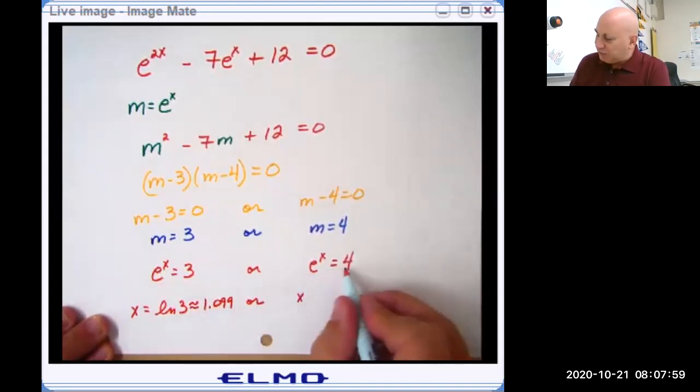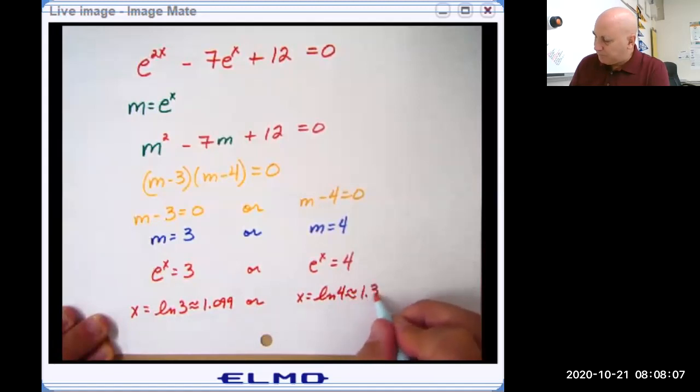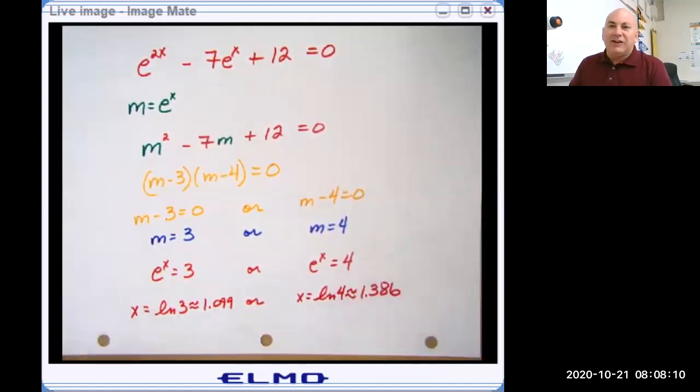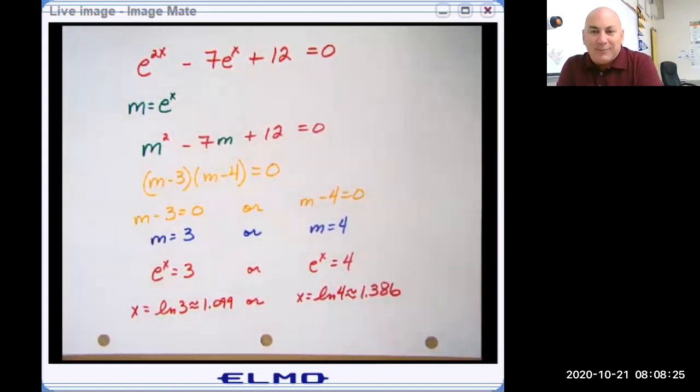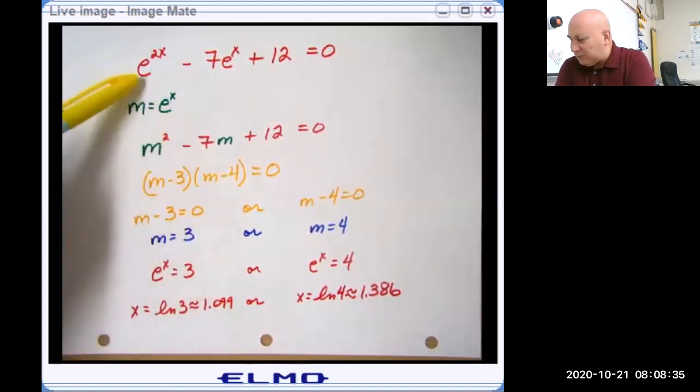Same thing here. Take the natural log of both sides. You get the natural log of 4. Now, in the interest of time, I have not been substituting my answers back into the original equation to check them. However, you know that you should, because why go through all this work only to get a wrong answer? I happen to know mine are right. But why would you go through all this work and make a mistake somewhere? Take your answer, substitute it back into the original equation.